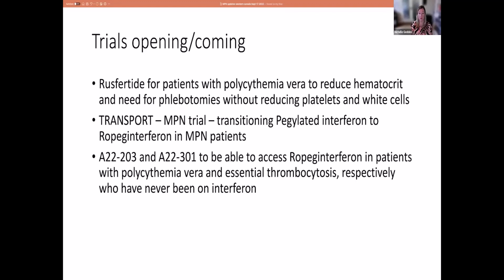But as Dr. Villenueve mentioned, there are 2 trials that are opening in Calgary. I think they're opening in Vancouver as well, and potentially other sites where patients will be able to access Ropeg interferon even if they haven't had any interferon before. So this is for patients with polycythemia vera and the essential thrombocytosis respectively. So this opens it up to new treatment options for patients that we currently have difficulty getting access to in Canada.